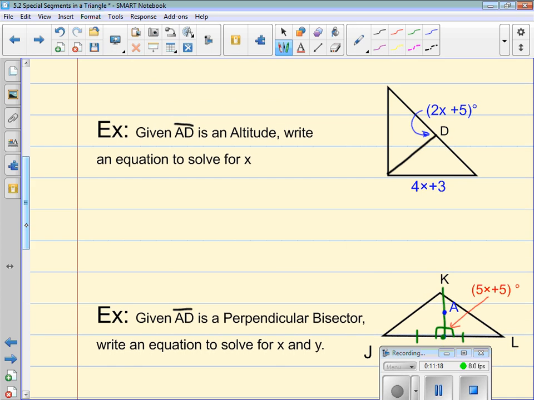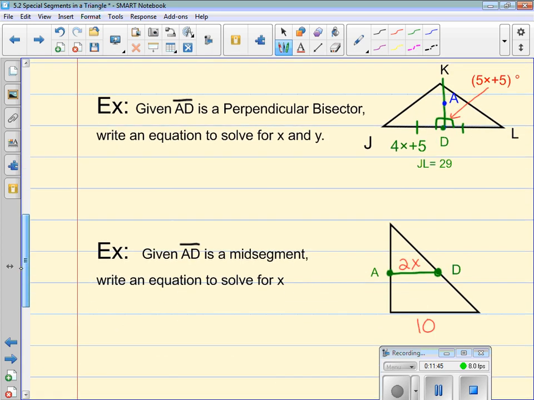Given AD is an altitude, write an equation. So I have to remember what an altitude is. An altitude is something that comes from a vertex and is perpendicular to the opposite side. So I know that that angle 2x plus 5 is that side. So since it's perpendicular, we know that 2x plus 5 should equal 90 degrees because all perpendicular lines form a right angle. Let's move on to the next one.